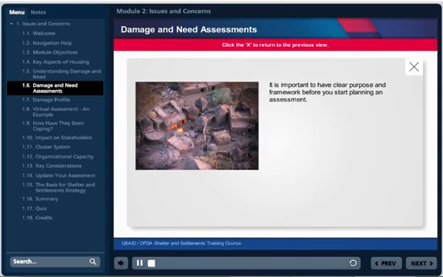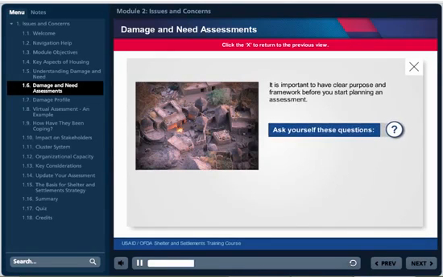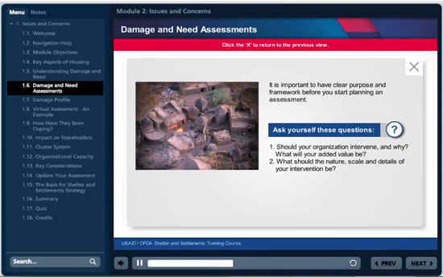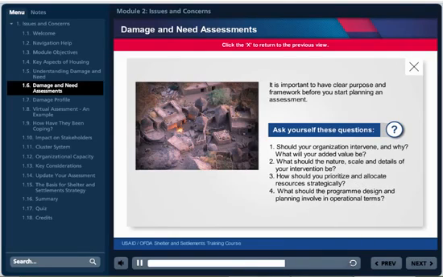It is important to have a clear purpose and framework before you start planning an assessment. You can start to define your assessment by answering these 5 questions. 1. Should your organization intervene, and why? What will your added value be? 2. What should the nature, scale, and details of your intervention be? 3. How should you prioritize and allocate resources strategically? 4. What should the program design and planning involve in operational terms? 5. How do you coordinate with others? Also, remember to date your assessment as things change very fast on the ground.